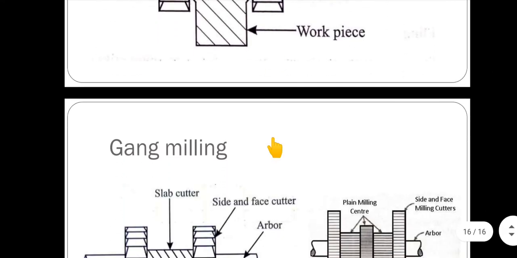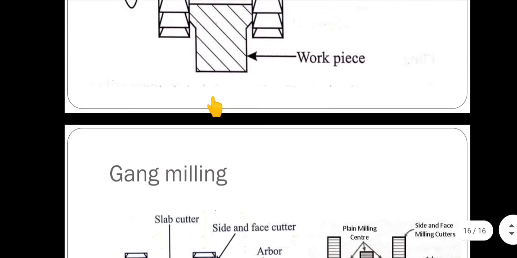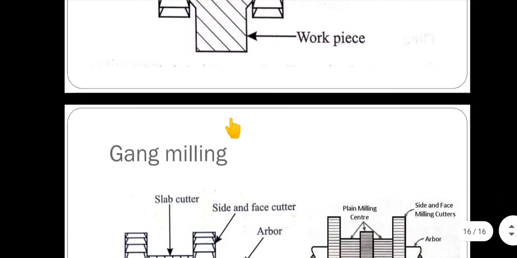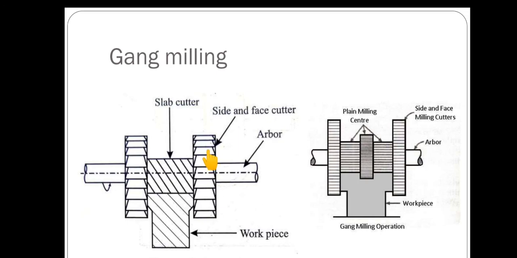Next let us see the last one, that is gang milling. If you see this diagram, you may confuse straddle and gang milling, right? Notice this one. The difference is that a spacer is provided here. This is not a cutter. There is a spacer between the two side and face cutters. This doesn't do any operation. But in gang milling, you can see these two are side and face cutters and this is a slab cutter. Even this one will also do an operation.